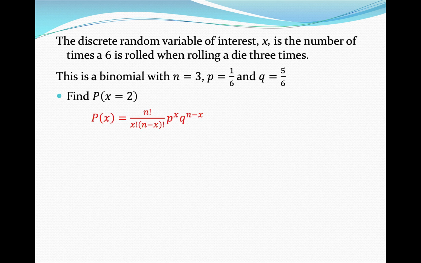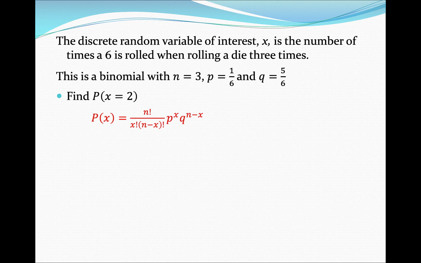So this is the binomial probability formula. If you want to find the probability that x equals some specific value, then you use this formula, which is n factorial over x factorial times n minus x factorial. That part of the formula actually tells you how many ways there are for this to occur. So in this case, we're interested in getting x being 2. That means that part of the formula will tell you how many ways there are to get 2 sixes and 1 that's not a 6.